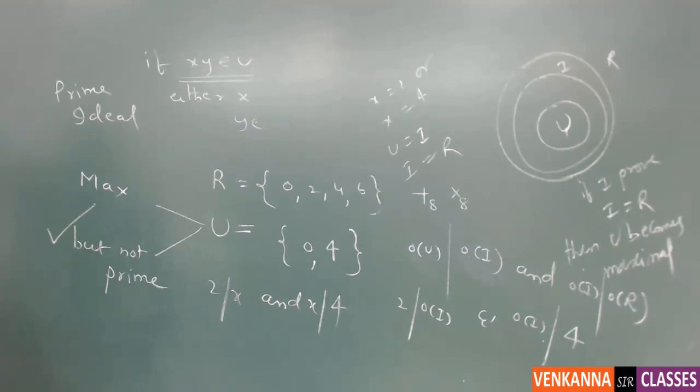So if you take the ring with unity element, maximal ideal is always prime ideal. If unity is missed, then maximal ideal need not be prime. That is the conclusion we can take here. Fine. Please tell me. And please take a note of this.